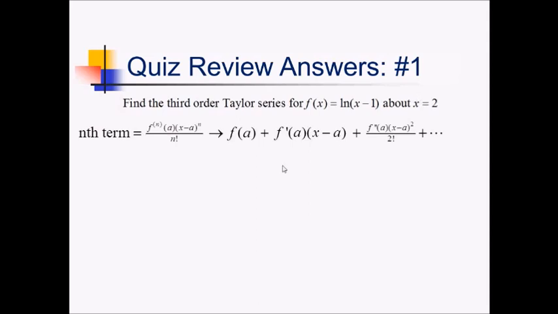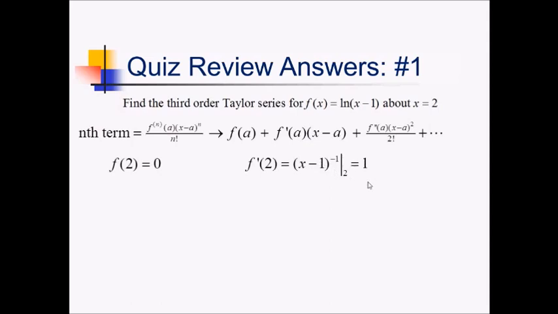So let's start with just f of 2, which is just going to be ln of 2 minus 1, or ln of 1. ln of 1 is just 0. So f of 2 is 0, and we're not actually going to write anything for the first term of this series. For the next thing, we need f prime. That's going to be 1 over x minus 1, or x minus 1 to the negative 1 power. I'm going to write it like that, just so it's easier to take more derivatives. And we're evaluating that at 2. So this is 1 over 2 minus 1, so 1 over 1, which is just 1.